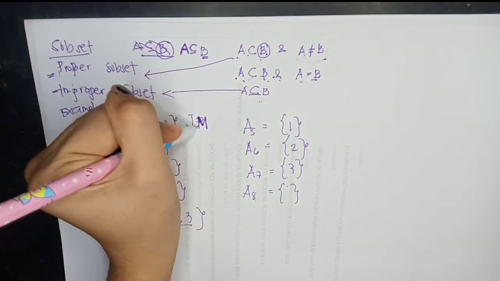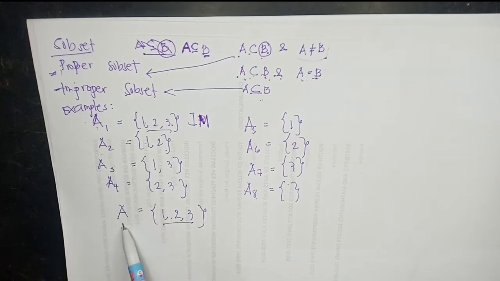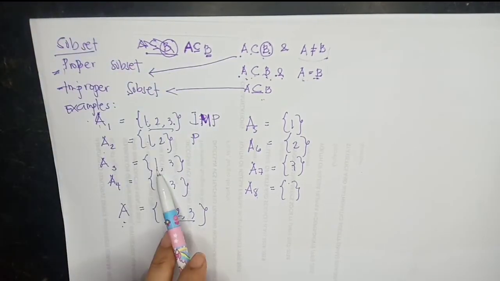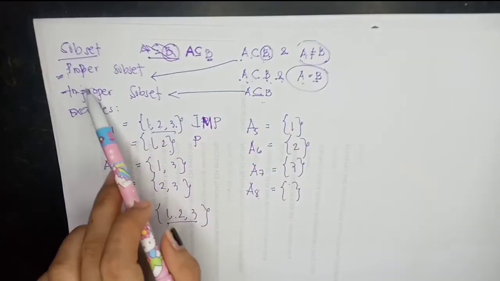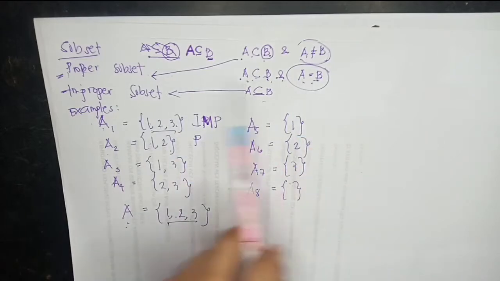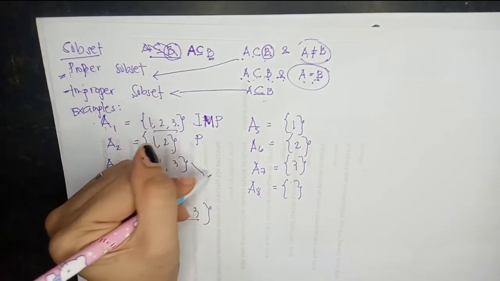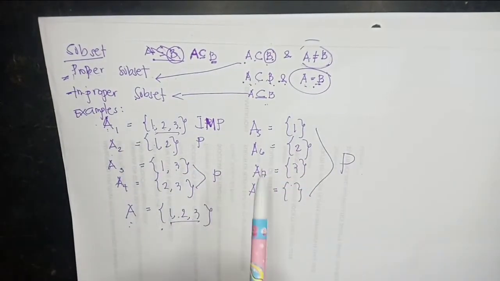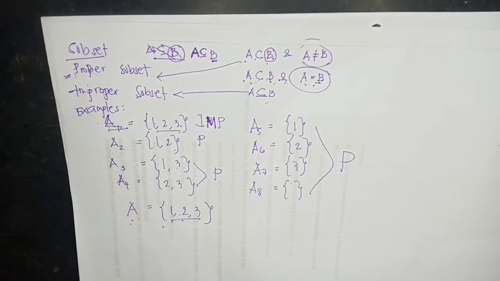Improper, IM for short. Next, 1, 2: A2 is not equal to A, so this one is proper. The next one is also not equal. So this is what we always remember: not equal means proper, equal means improper. All of these are not equal to A, so they are proper. All of these are not equal to A, so all of them are proper. The only one equal to A, which is the only improper subset of A, is A1.